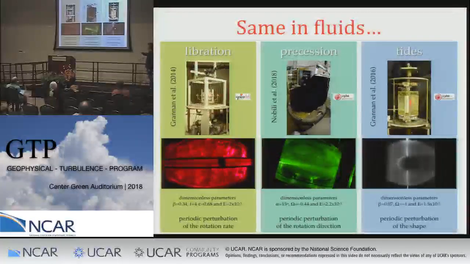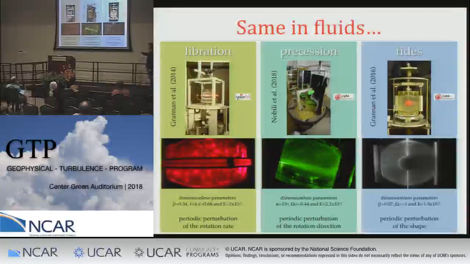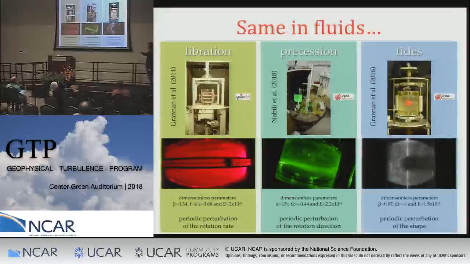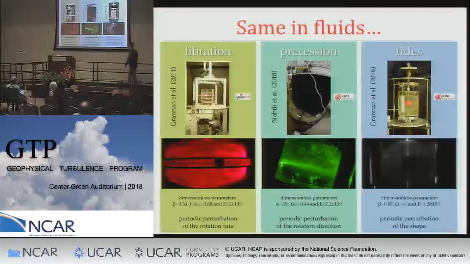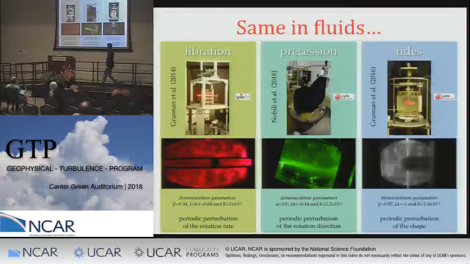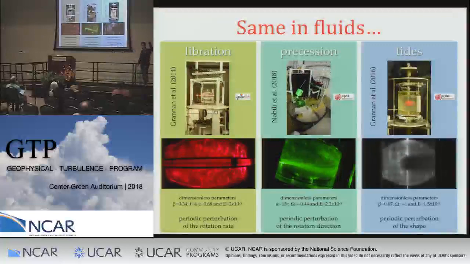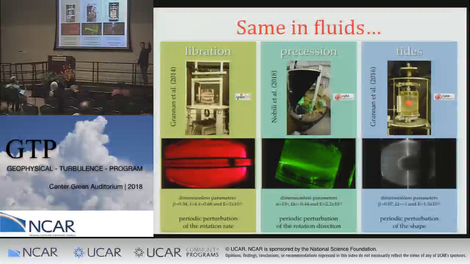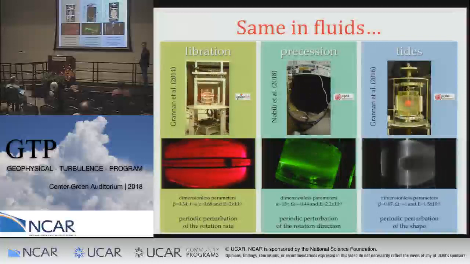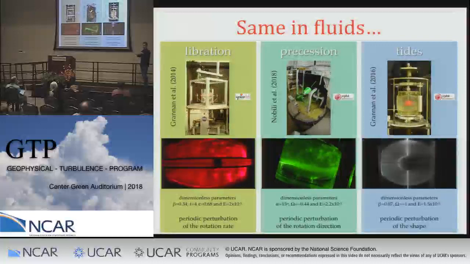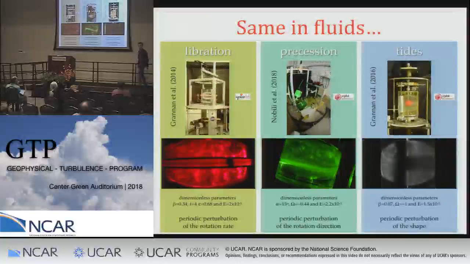Same story for the tides. You see first waves here, which grow in amplitude, and then bulk-filling turbulence. And again, the same for the precession. I should have said what we see here. We see the flow in a vertical cross-section. We have a laser sheet, and we have tiny particles that reflect light in the sheet. So you see basically a zone of strong shear.